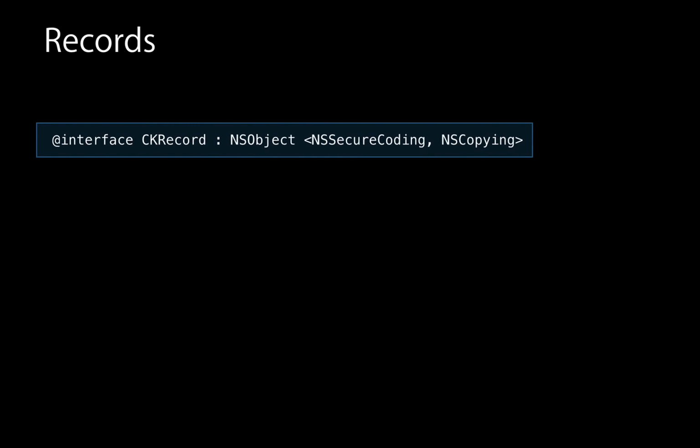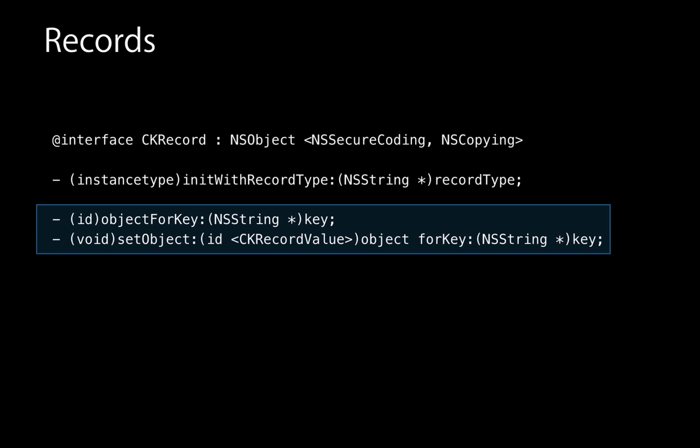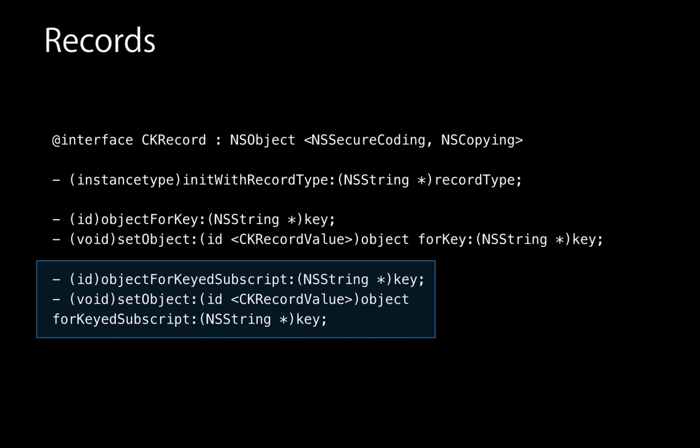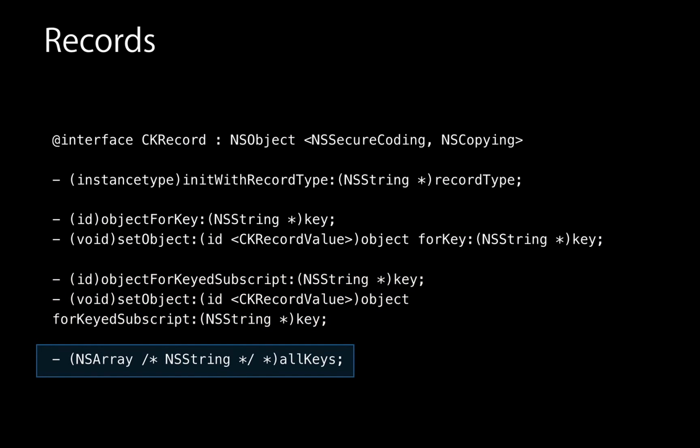Let's have a look at a little bit of code. Here we see a CK record. The CK record initializer takes a record type because that's an invaluable and necessary piece of a record. You can set objects and get objects from a record using a dictionary syntax or a keyed subscripting syntax. We also give you the ability to enumerate all keys on a record so that you can dump the entire key-value pair.